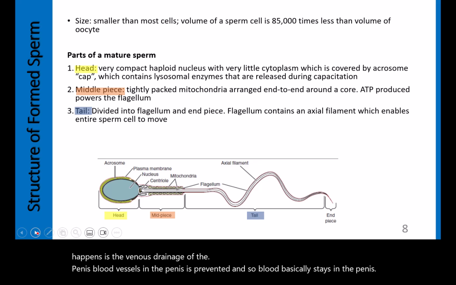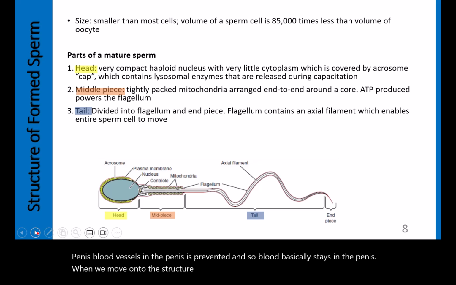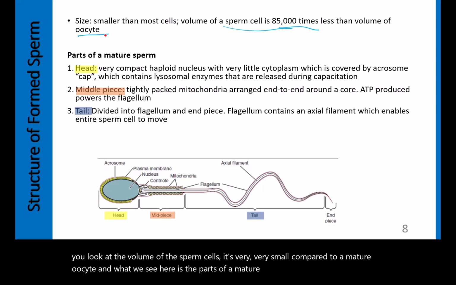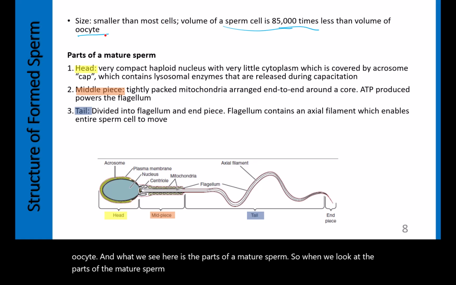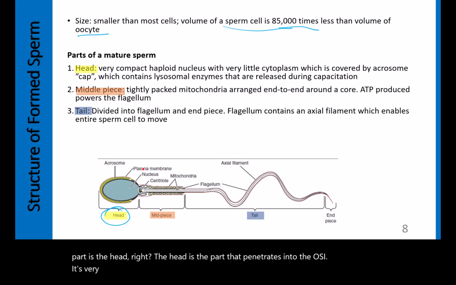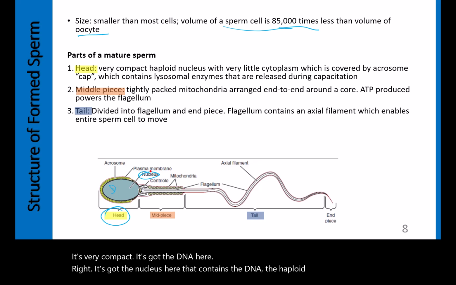When we move on to the structure of a sperm, the sperm is smaller than most cells. If you look at the volume of the sperm cells, it's very, very small compared to a mature oocyte. What we see here is the parts of a mature sperm, which can be divided into 3 different parts. The first part is the head. The head is the part that penetrates into the oocyte. It's very compact. It's got the nucleus that contains the haploid DNA, and very little cytoplasm.